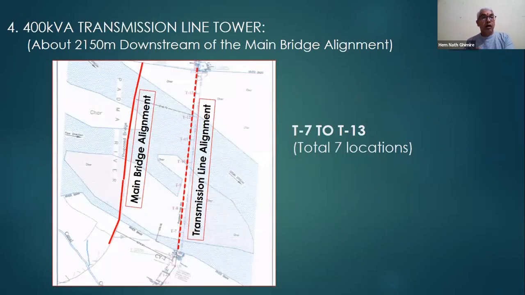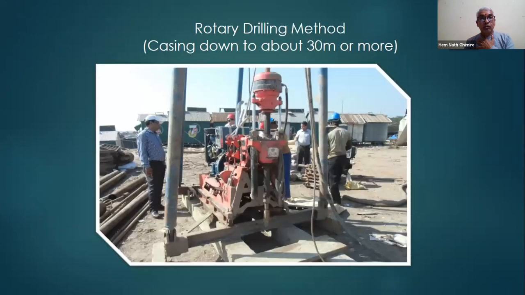And around 2 kilometers downstream of the main bridge, there is a 400 kV transmission line, and at each of the 7 locations, 7 piers of the transmission line also, we had to do the geotechnical investigation. So we used the rotary drilling method, casing down to about 330 meters, and if needed, more than that also.